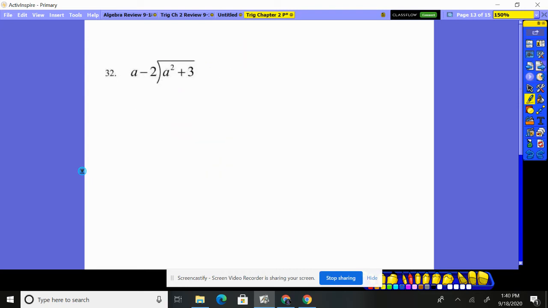Final problem. What's missing? There's a squared, but is there an a? No. I must rewrite this, remember. So I'm going to rewrite it as a minus 2 into a squared plus no a's plus 3. This is going to trick most people.